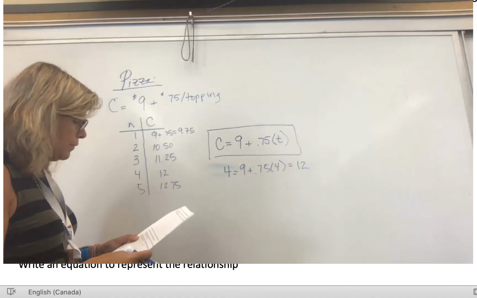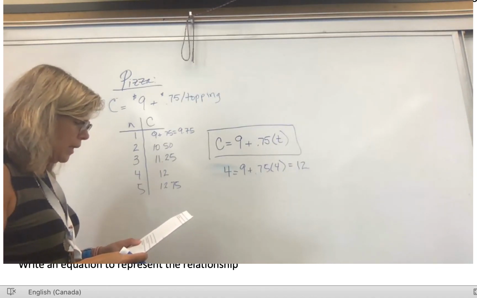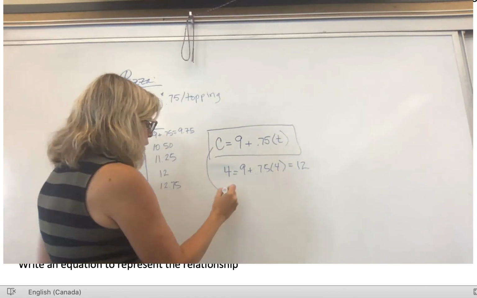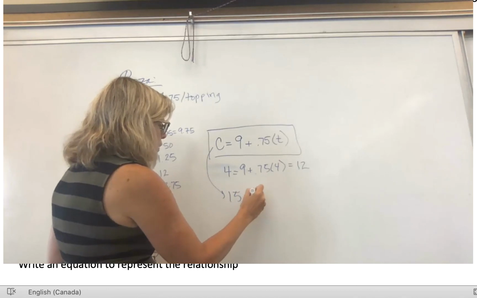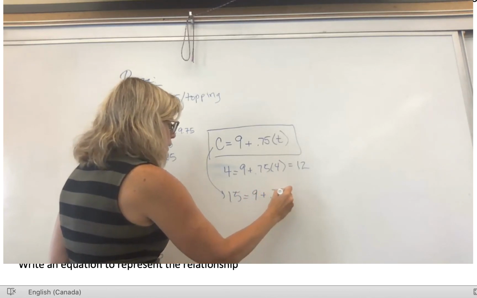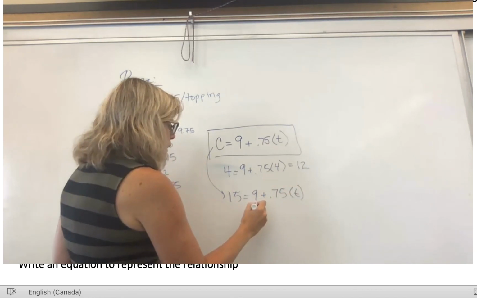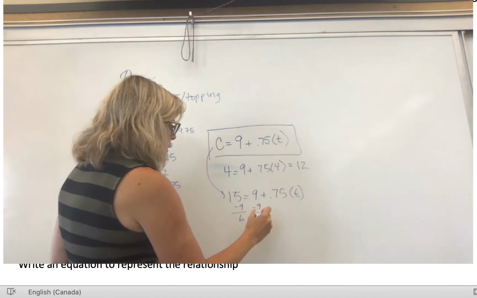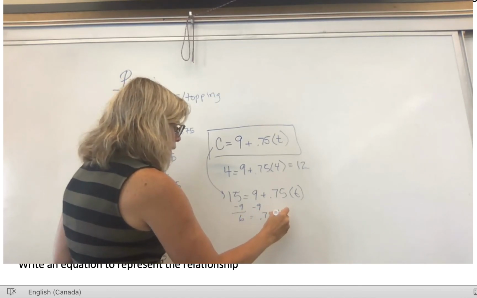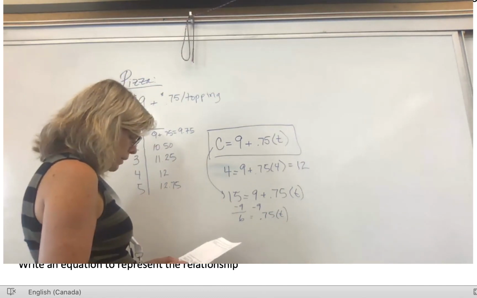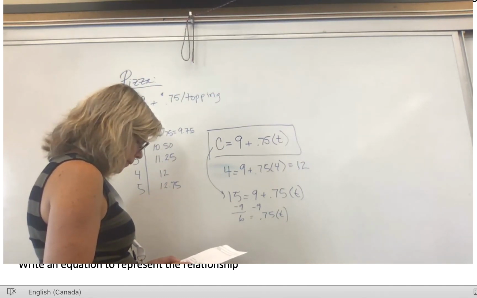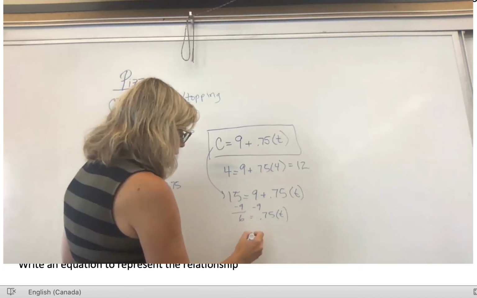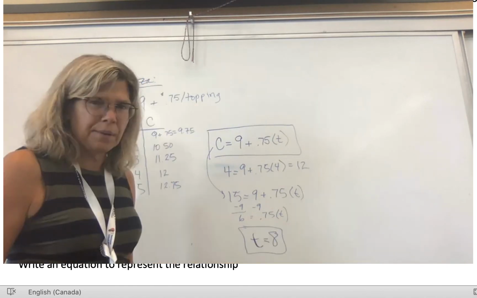Okay, suppose a pizza costs $15. How many toppings were ordered? Well, if pizza costs $15, then I'm going to just substitute that right in, plus 0.75 t, and then subtract 9 from both sides, and that gives you 6 equals 0.75 t. And that means you have 8 toppings, right? It's 4, so 8 toppings. T equals 8.